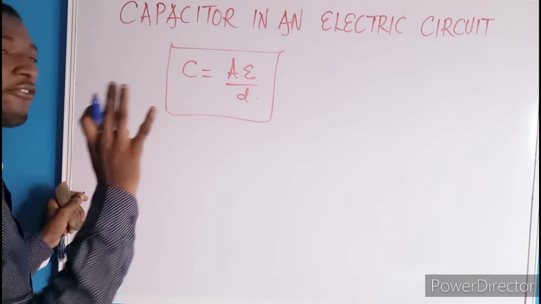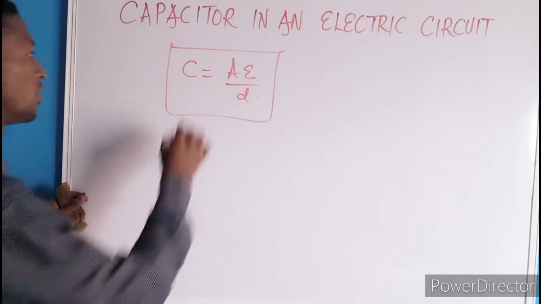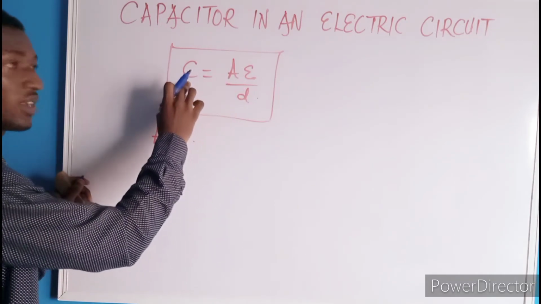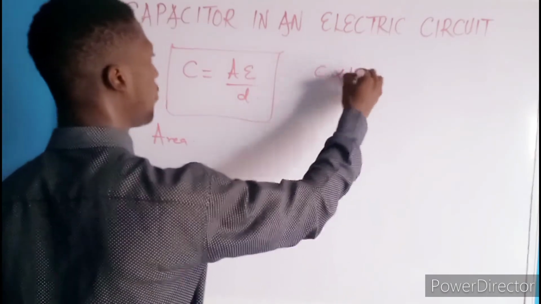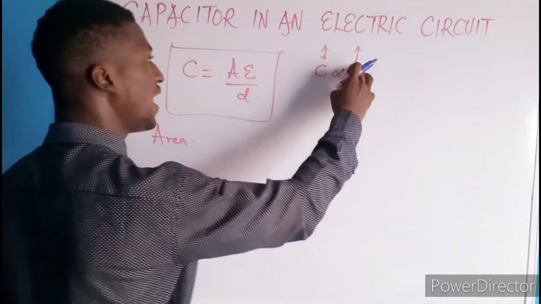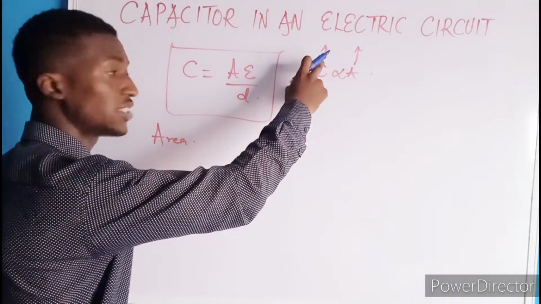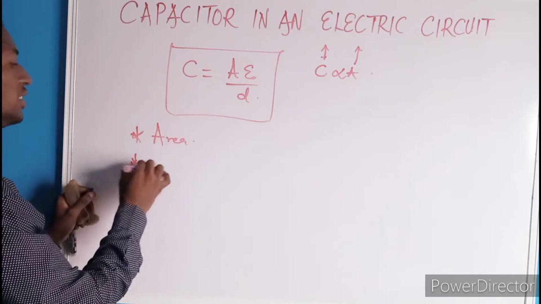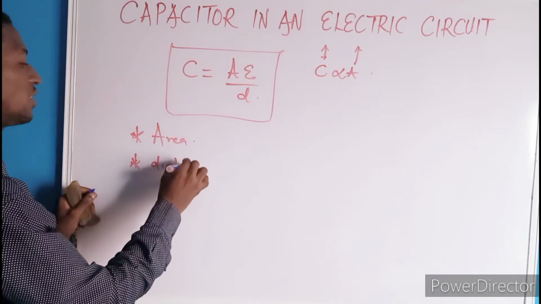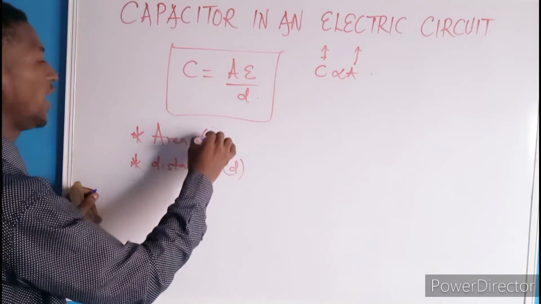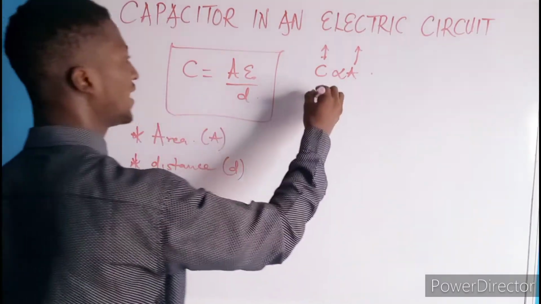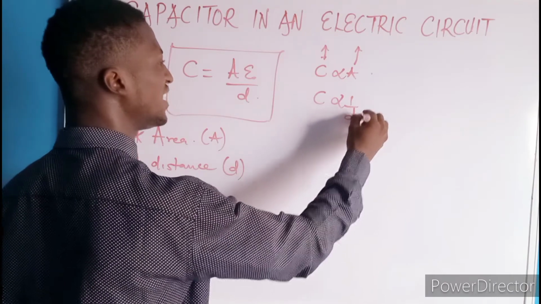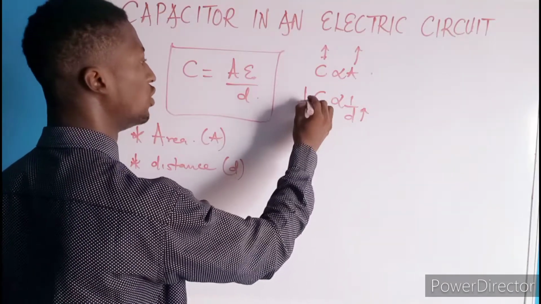Now to determine these factors, there are 4 factors that affect the capacitance of the capacitor here. The first one is the area. The area of the plate affects the capacitance in such a way that C is directly proportional to the area. Meaning that as the area of the plate increases, the capacitance will also increase. The second one is the distance between the two plates, represented with D. Area is represented with A. From this expression, C is inversely proportional to D. Meaning that as the distance between the two plates increases, the capacitance will decrease.